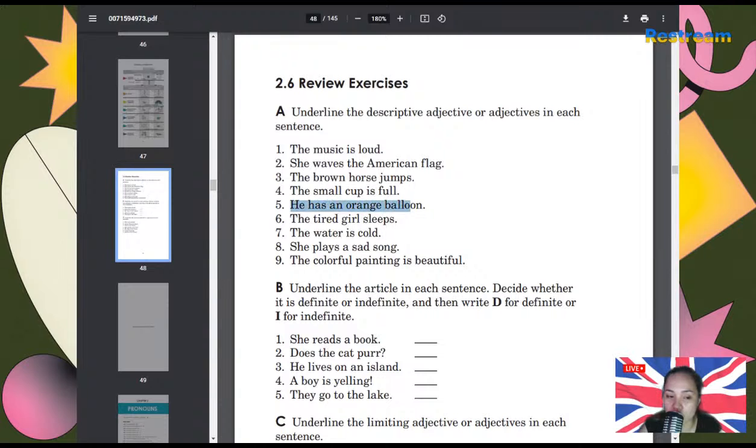He has an orange balloon. So he has an orange balloon. In here, what is the adjective? Sorry, the noun. The noun is balloon, while orange is the adjective. It tells the color of the balloon, which is its color, orange.